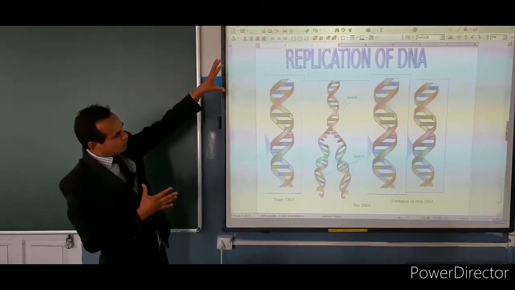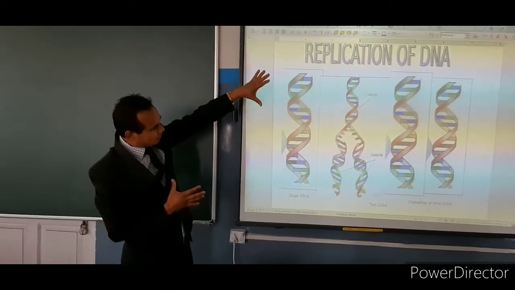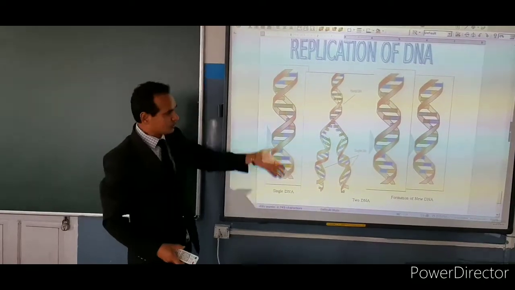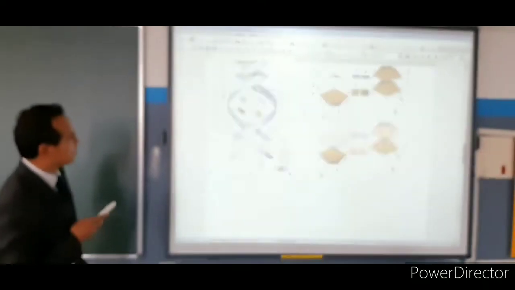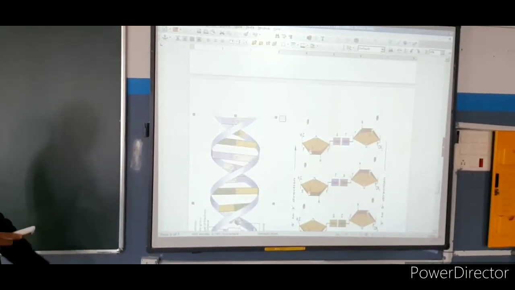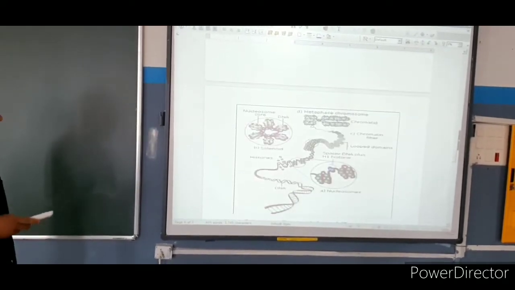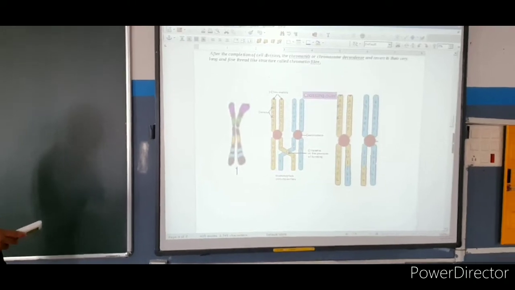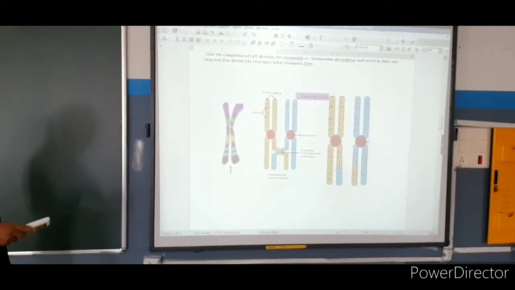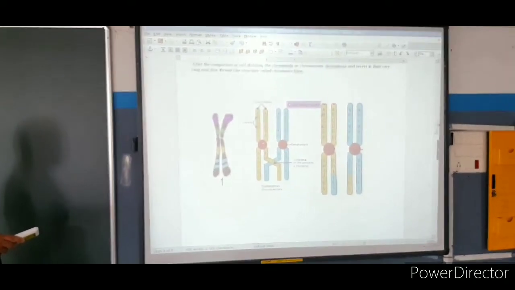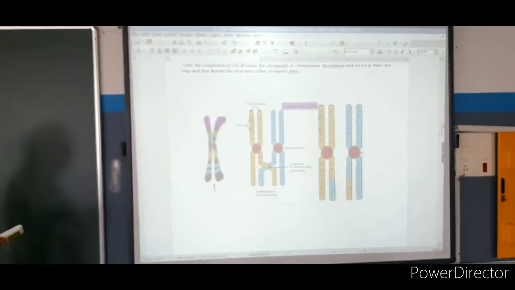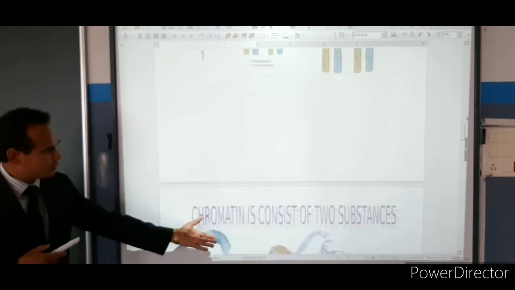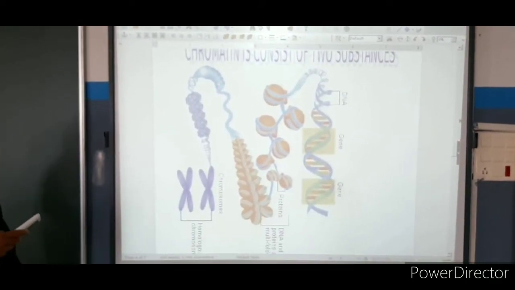These chromosomes have two arms. We can go back and I just wanted to show you: the arms of the chromosomes are called chromatids. These chromatids are attached to a point called the centromere. And then each chromosome is made of what? Chromatin fiber. Chromosomes are simply made of chromatin fiber, I told you.